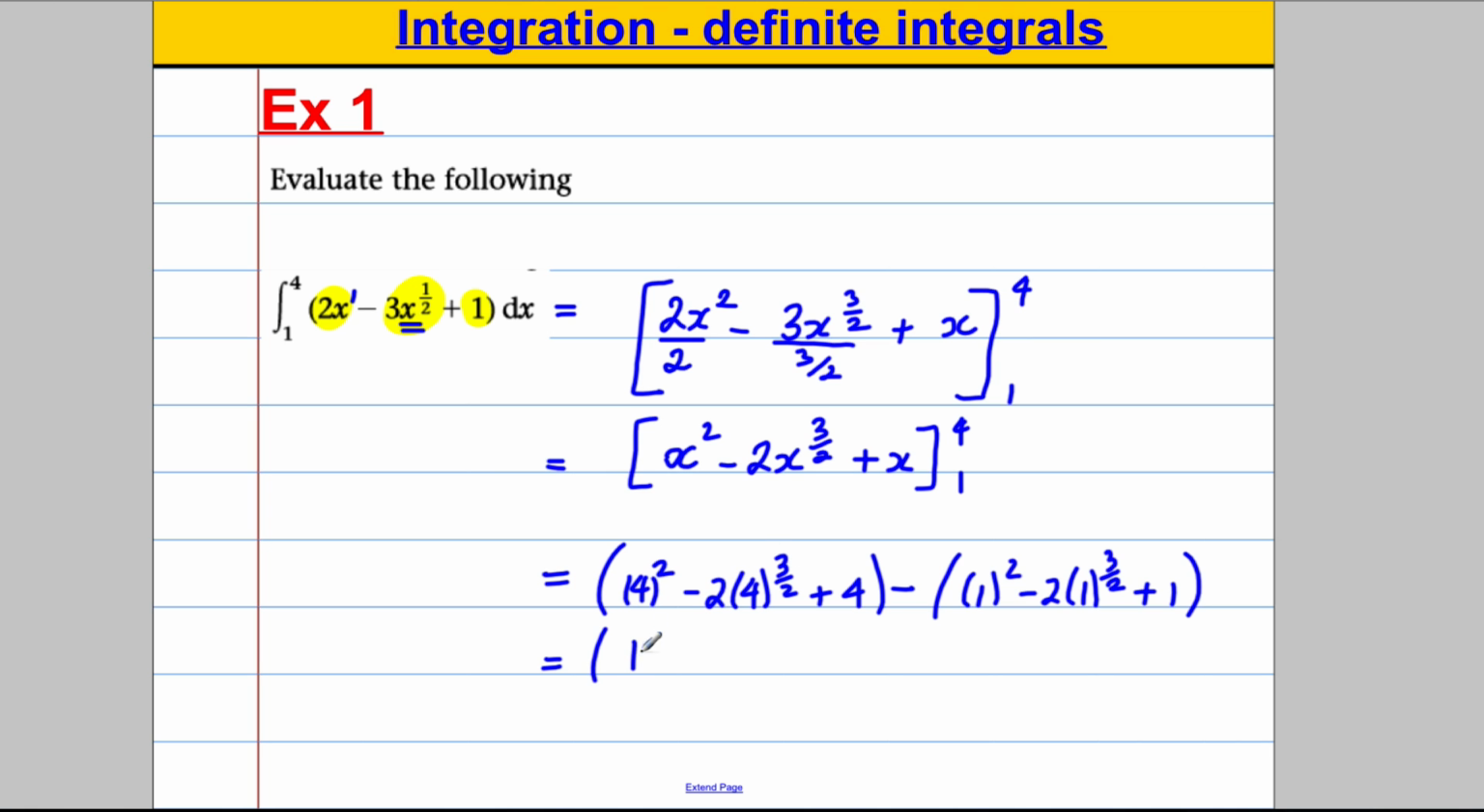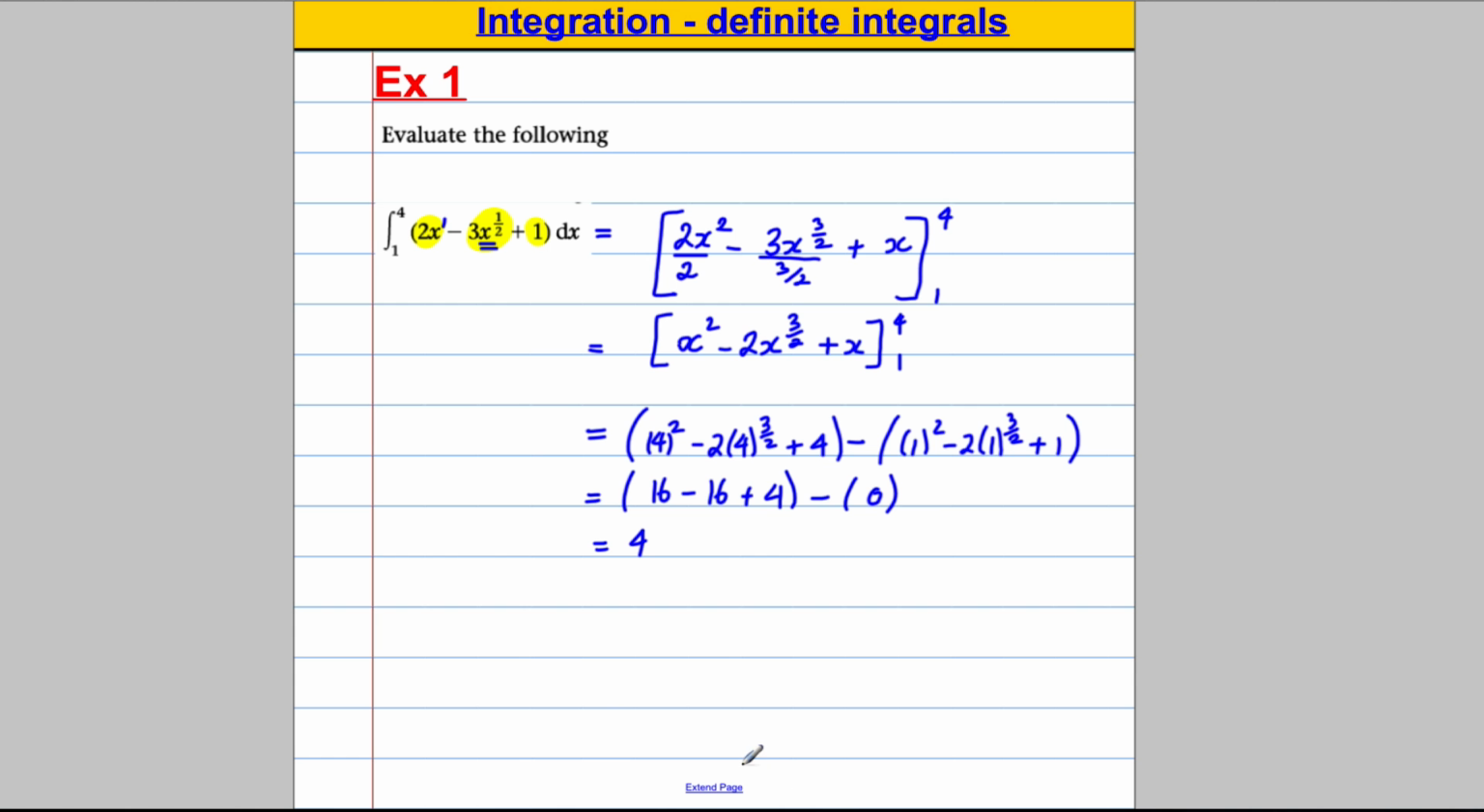4 squared is 16. 4 to the 3 over 2 is equal to square root 4 to the power of 3, which is 8. So 2 times 8 is take away 16 plus 4. Take away, this is going to be 1, so 1 take away 2 is negative 1 plus 1, it's just going to be 0. So I think we're going to get the answer 4 like that. And we got an answer like we said.